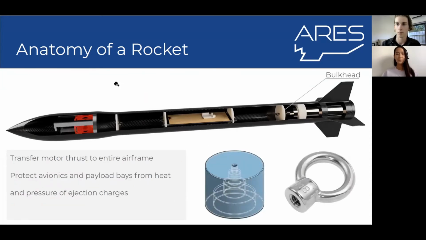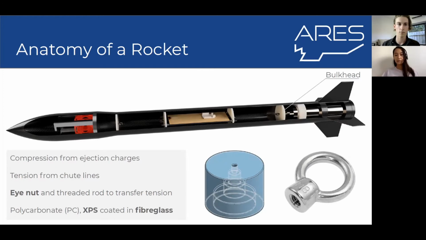All right, so the bulkhead is kind of like that component that's sandwiched where the motor area is, and it helps transfer the motor thrust throughout the entire frame of the rocket. It's there at the avionics side as well to help protect the avionics bay from the ejection charges when the parachutes are deployed.